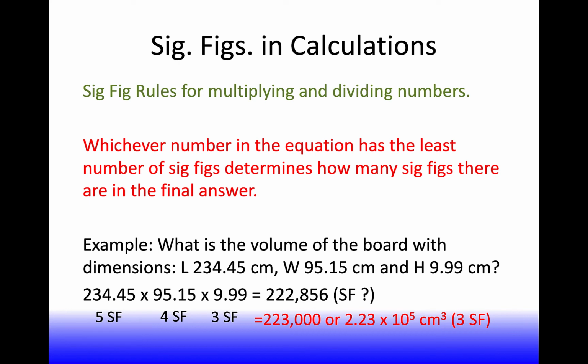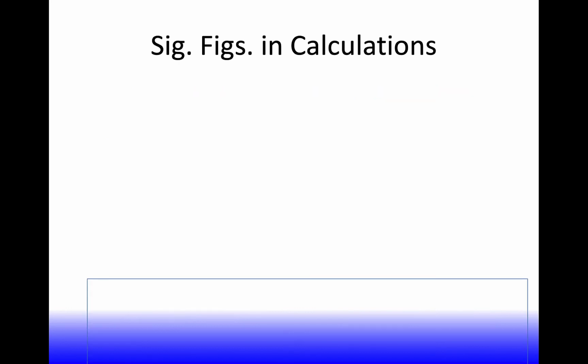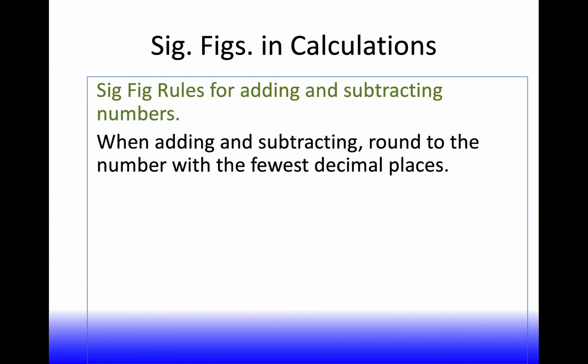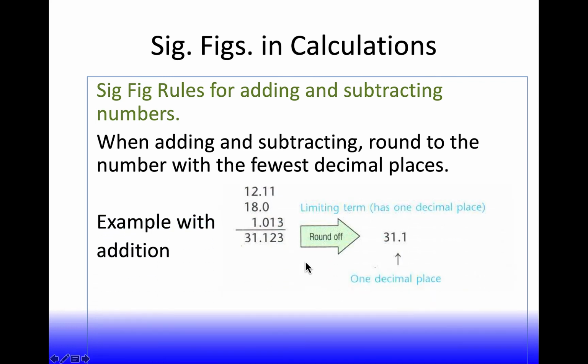Again, the rules for adding and subtracting are different. When we're adding and subtracting, what we do is we look at the number with the fewest decimal places, right? So here's an example. We've got 12.11 and 18.0 and 1.013. The one that has the least number of decimal places is 18.0.